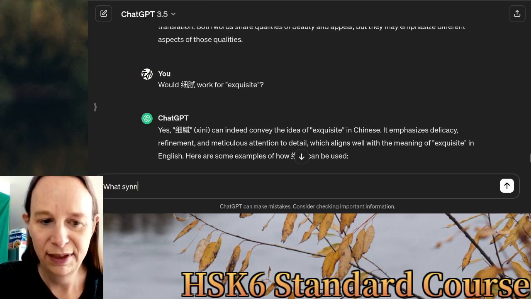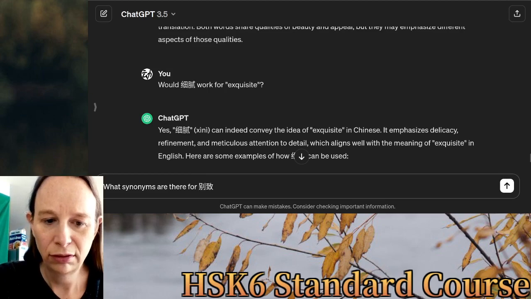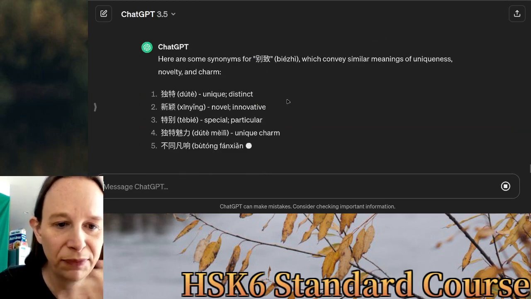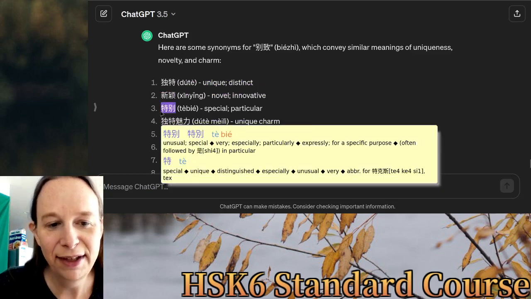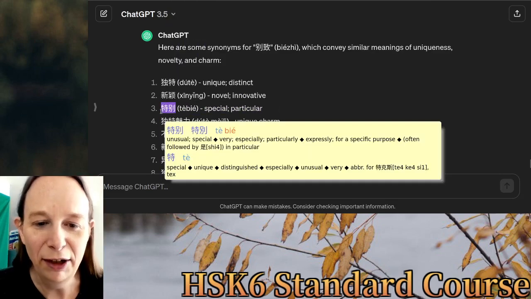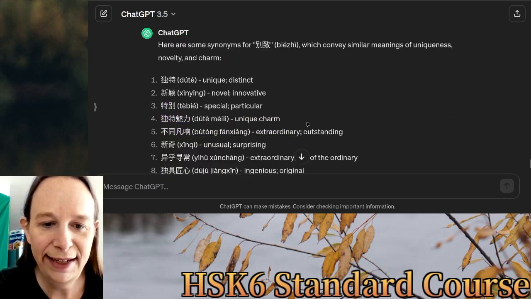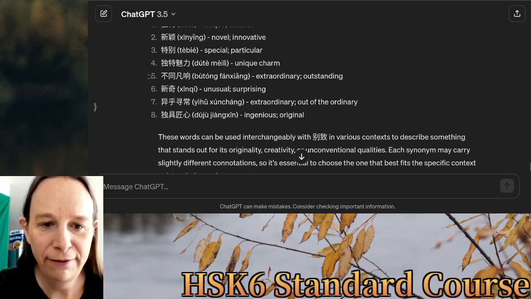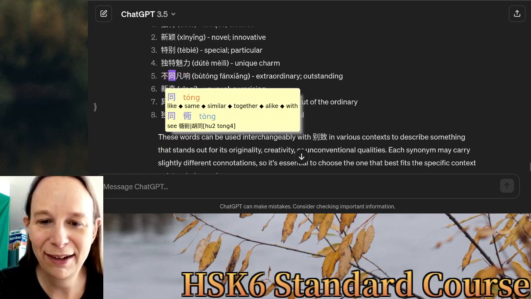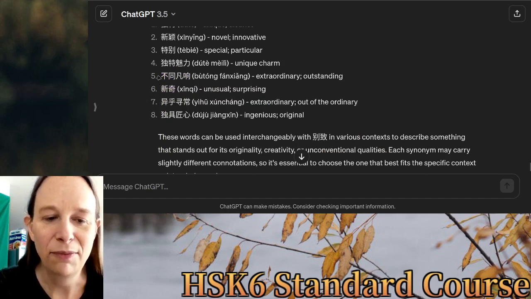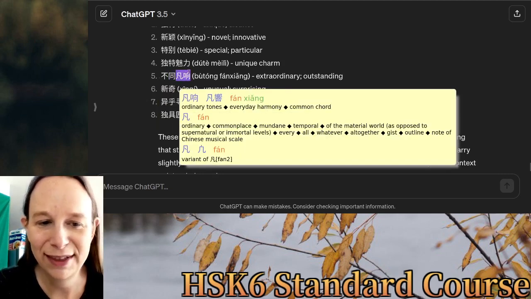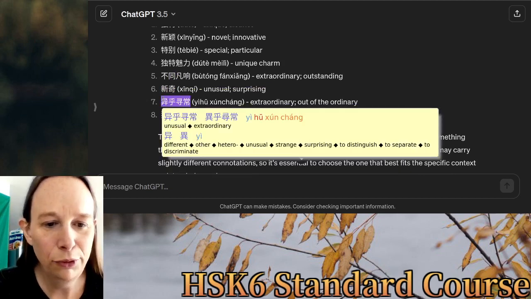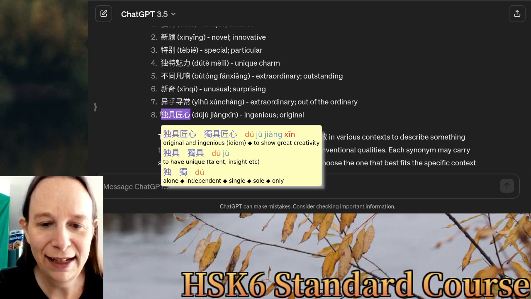What synonyms are there for 别具? Tebie. Yeah, that's what I would say. 新颖, 特别, special. Yeah, I could use that one. So this functions as an adjective as well. 它很特别. Okay. 独特魅力. 不同凡响, not going with the flow or something, not going with the crowd. No, 不同, unlike 凡, ordinary 响, ringing, 凡响, ordinary tones, okay. 新奇, 异乎寻常, 独具匠心, oh, I like that one.